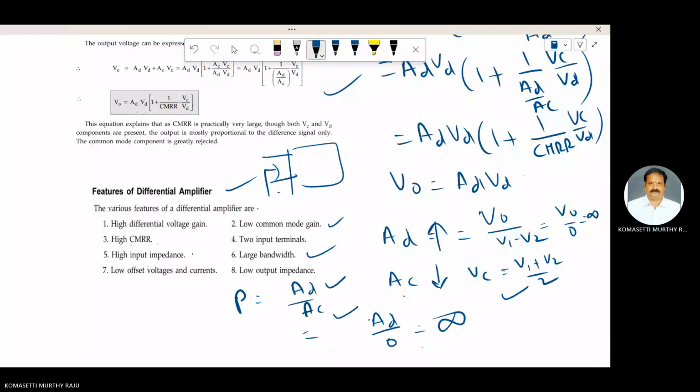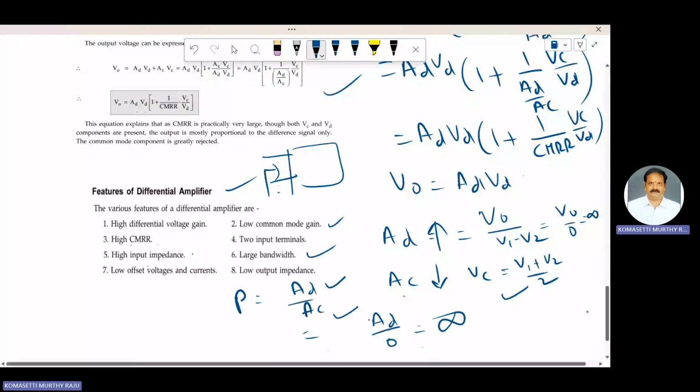Large bandwidth. Large bandwidth is used to amplify signals from zero frequency to high frequency. Zero means DC signal to high frequency. Low offset voltages and currents. Low offset means VIO, VOO, and currents means IIO and IB, the bias currents. Low output impedance. Output impedance must be 0.